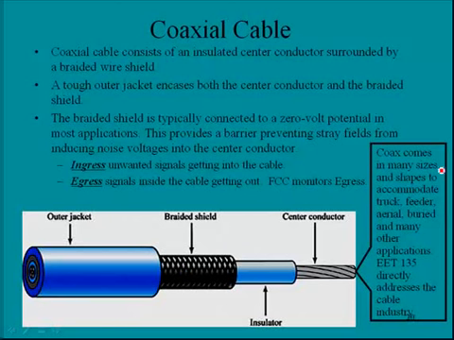Coax comes in many sizes and shapes, and there's a whole bunch of different uses for cable in trunk lines, feeder lines, aerial lines, buried cable, and many other applications. There is a course here at North Seattle called EET 135, and it directly addresses the cable industry. In that course, we look at the many different types of cable and the many different types of applications for cable.